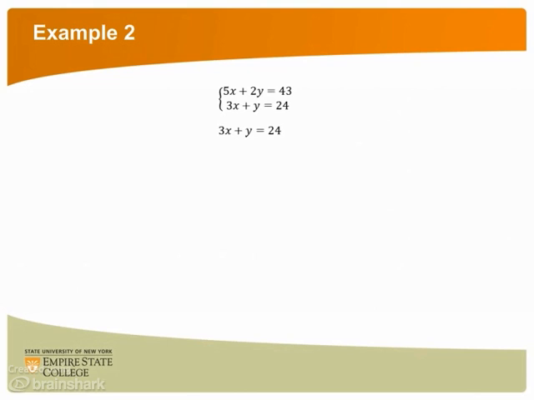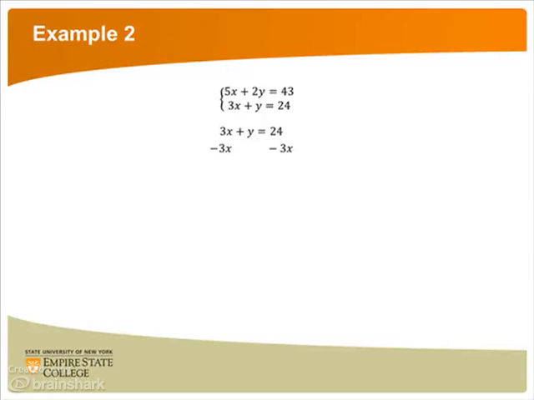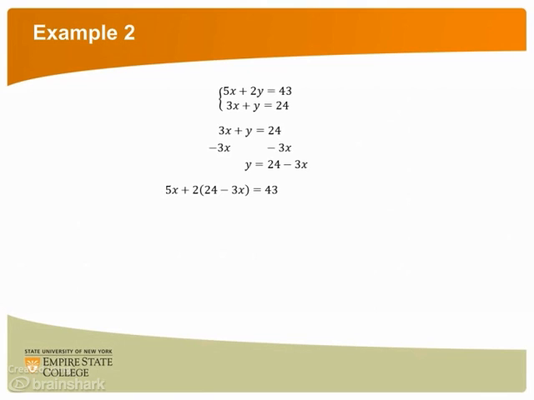We are working on the equation 3x plus y equals 24. We want to get the y all by itself, with all the other terms on the other side of the equal sign. To do so, we must subtract the 3x from both sides of the equation. This leaves us with y equals 24 minus 3x. We substitute that into the other equation. So we have 5x plus 2 times (24 minus 3x) equals 43.